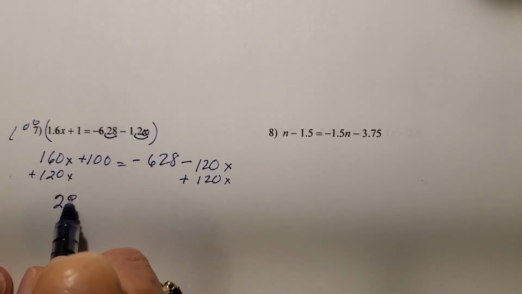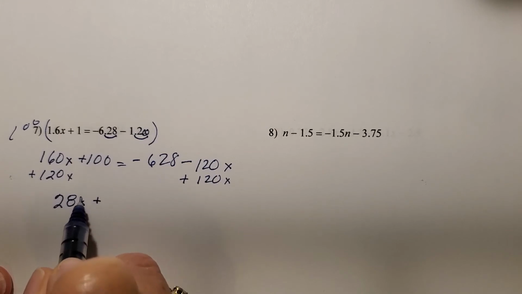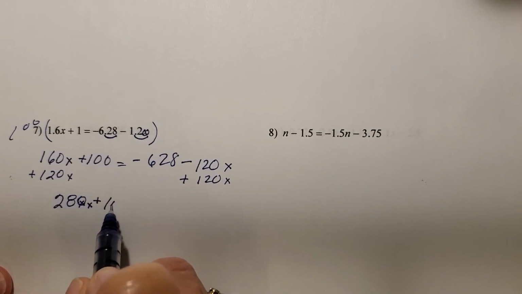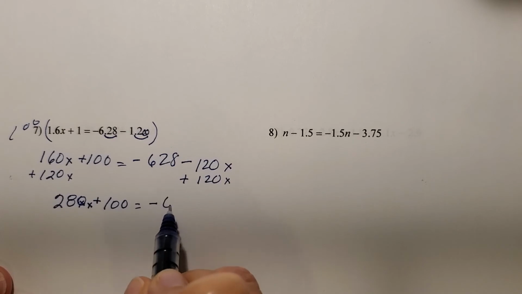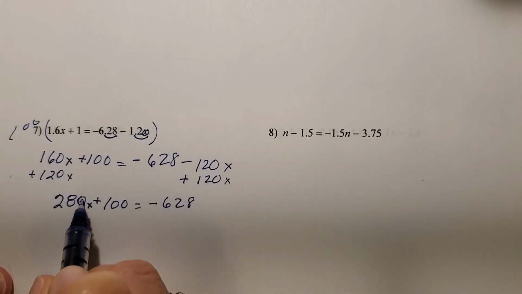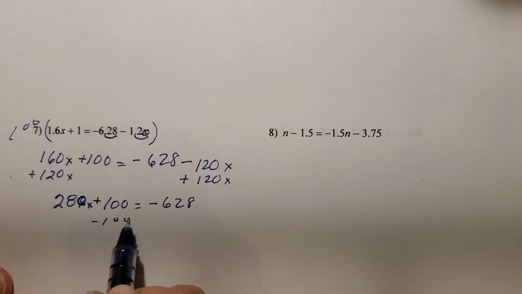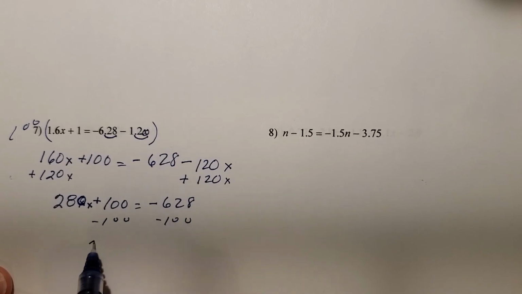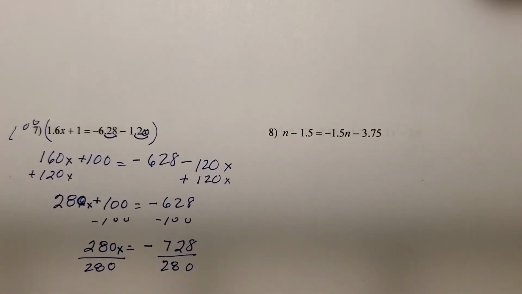So we get 280x, plus 100 equals negative 628. Subtract 100. So we have 280x equals negative 728. Sorry, I'm positive 280x. And again, divide by 280. I'll let you figure that out on your calculator.